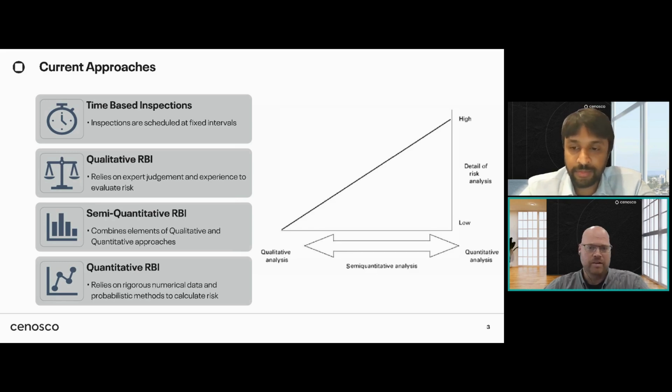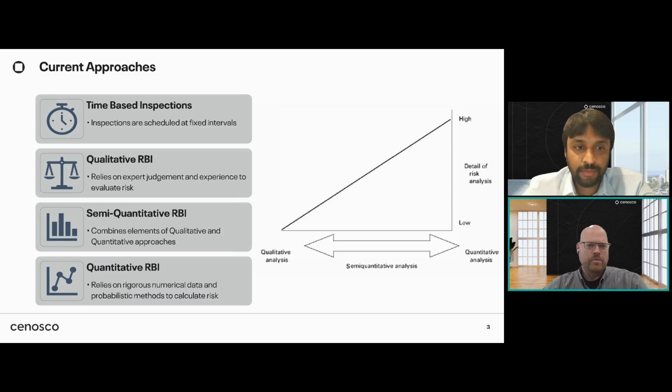Qualitative methods are great for smaller operations or when monitoring data is scarce. They're often relatively quick to implement. They don't require complex tools. However, they can be subjective. Different inspectors might prioritize risks differently, leading to inconsistencies in risk evaluation for an asset. And without hard data, it's tough to justify decisions on an organizational level or to optimize maintenance schedules effectively.